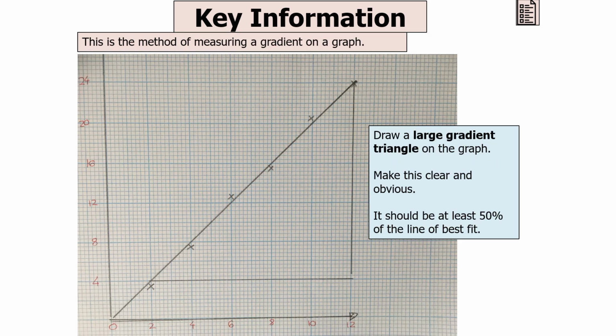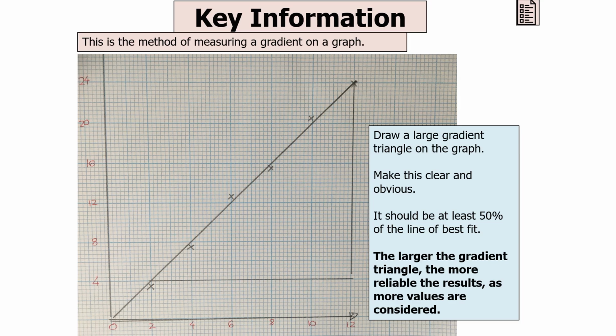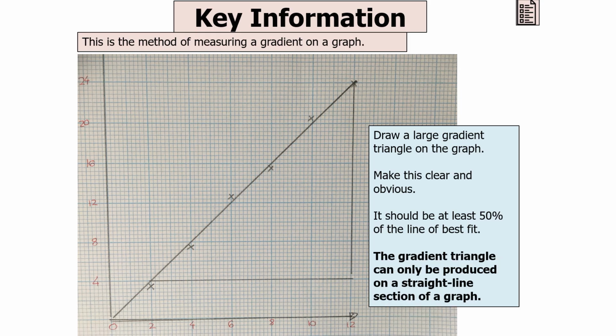So as you can see here, we've got a large gradient triangle on the graph. It's very clear, it's very obvious, and it's at least 50% of the line of best fit. If you don't show your gradient triangle on the graph, then you'll not receive any marks for this skill. Now, the larger the gradient triangle, the more reliable the results, as more values are considered in your dataset. In this instance, this gradient triangle can only be produced on a straight line section of a graph.